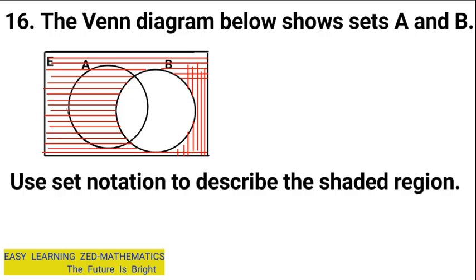So the question is, use set notation to describe the shaded area. Since all members that do not belong in set B are shaded, we can say this is B complement. So to describe this, the shaded area is B complement. Let's go to question 17.